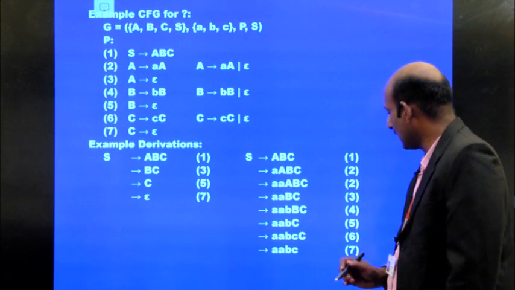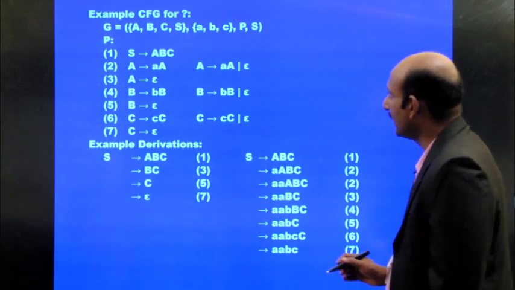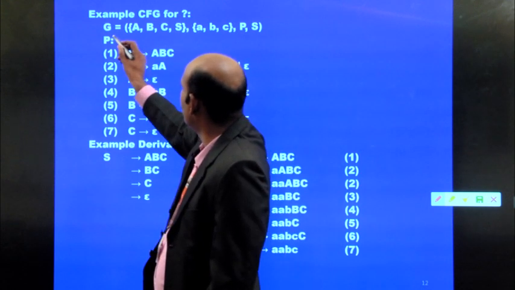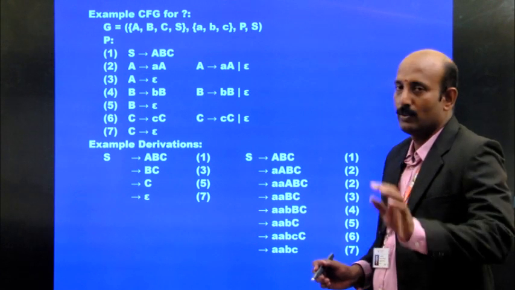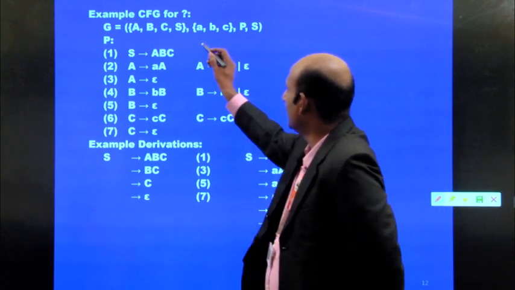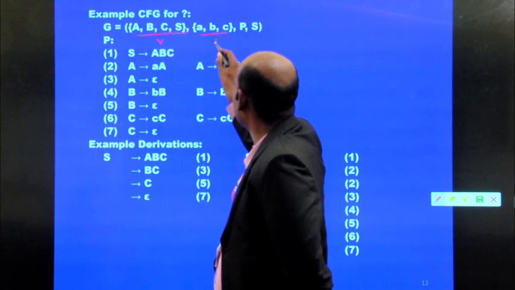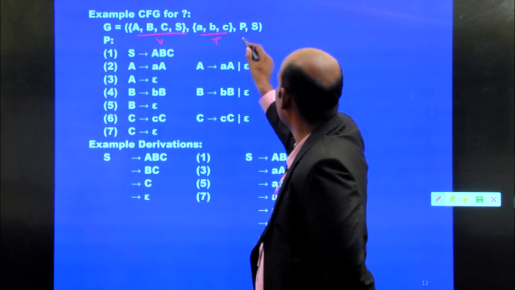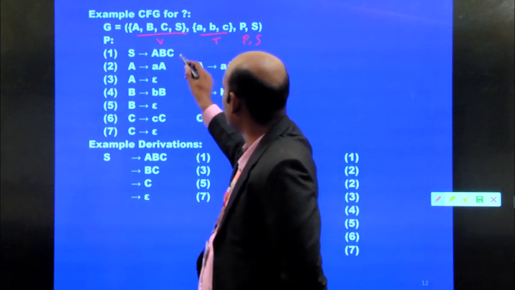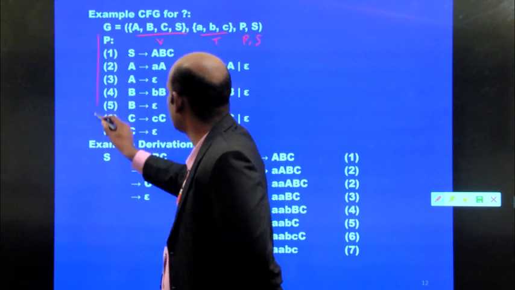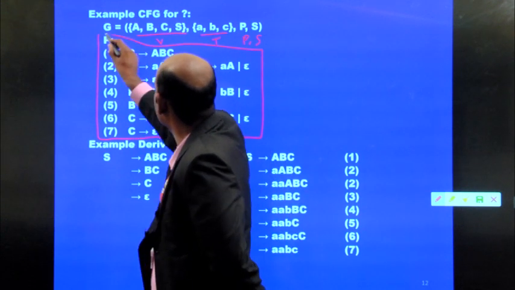Now, let's see another example of a context-free grammar. In this context-free grammar G, we have the variables A, B, C, S. So we have 4 variables, V, and the terminals, T. P is the production rules, and S is the start symbol. So, this is the given productions P. They are given as 7 productions.